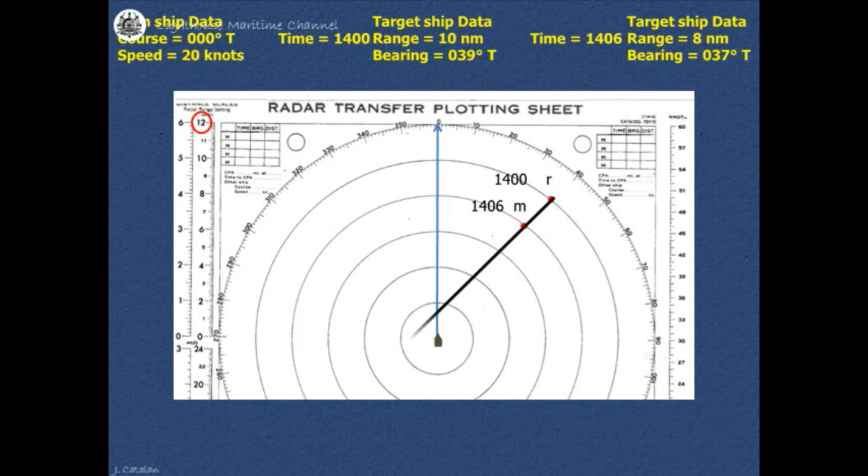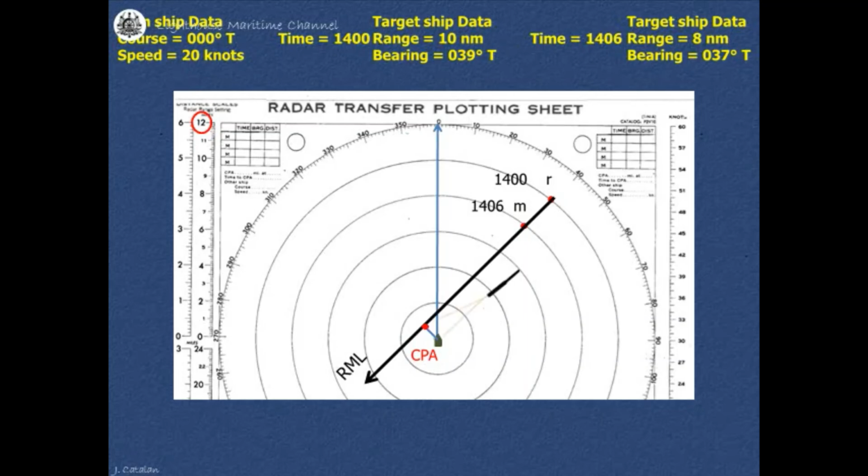Connect the marked targets observed, passing the own-ship at the center of the radar transfer plotting sheet, and label it RML. Draw a line from the center of own-ship, perpendicular to the RML. The intersection is the CPA, which stands for the closest point of approach.